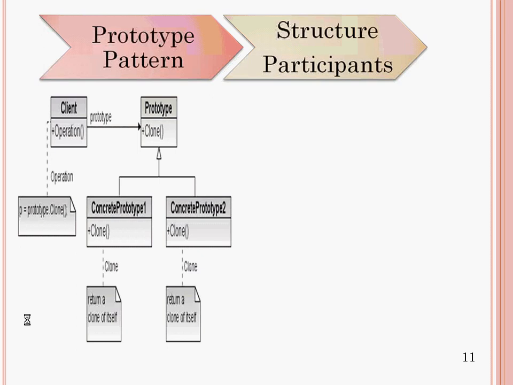The participants are client, prototype, and the concrete prototypes. So in our example, who is the client? Graphic tool, exactly. And then the prototype is a graphic object. Concrete prototypes are the nodes.